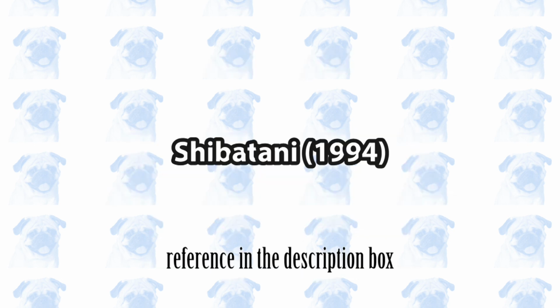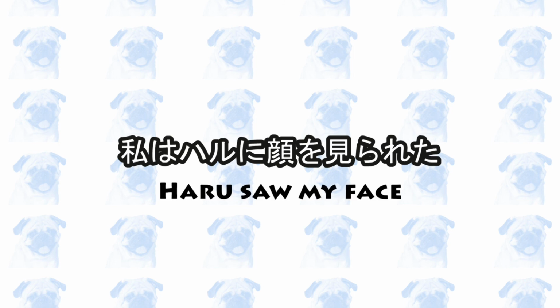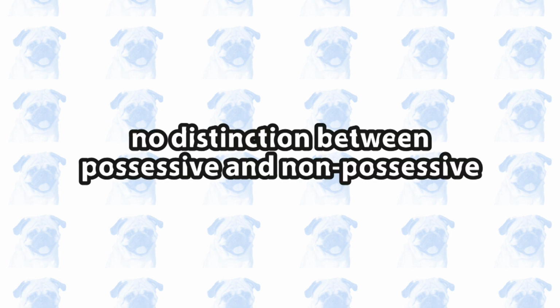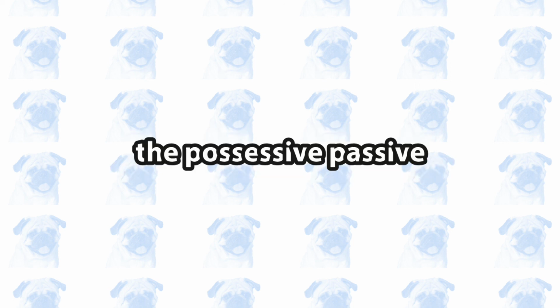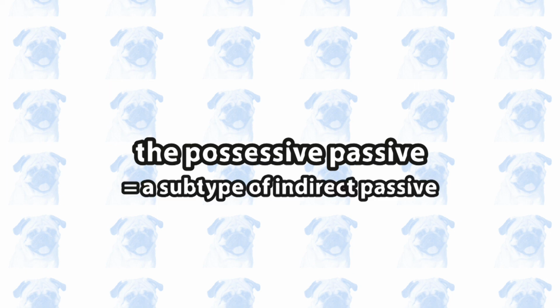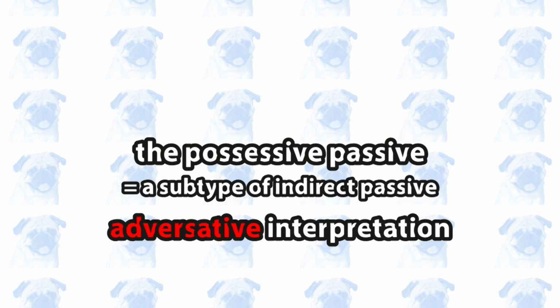So if these linguists, such as Shibatani, were correct, then the first example, 私は春に顔を見られた, would be interpreted simply as Haru saw my face, and I would be wrong in saying that the subject, 私, was annoyed. However, many Japanese speakers that I've consulted feel that there is no distinction between possessive and non-possessive passives, and I agree with these speakers. So in other words, the possessive passive is just a subtype of the indirect passive, and it can and should be interpreted in the same way.